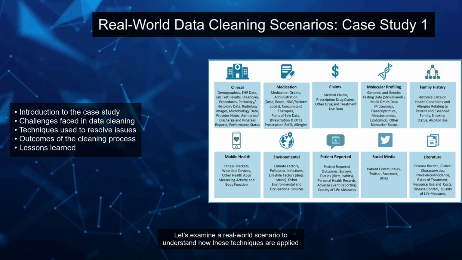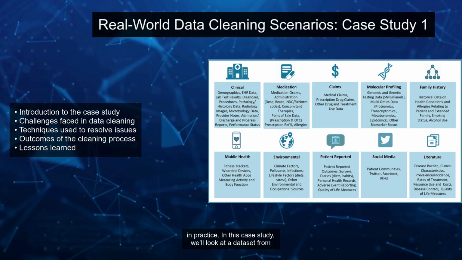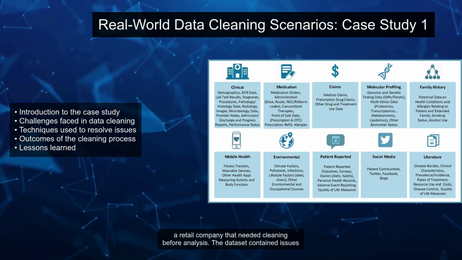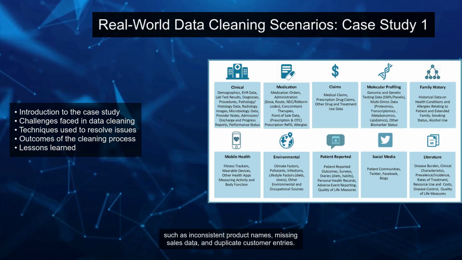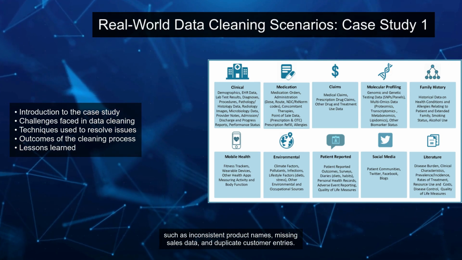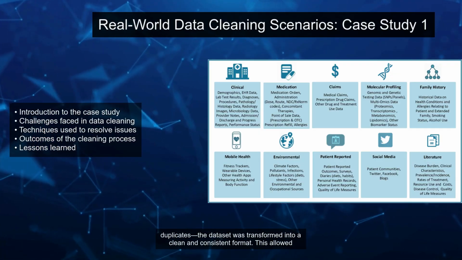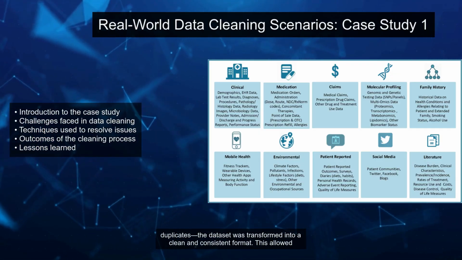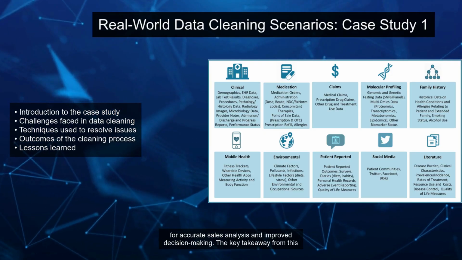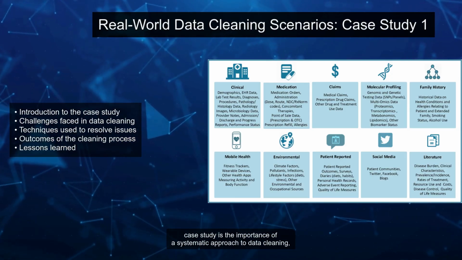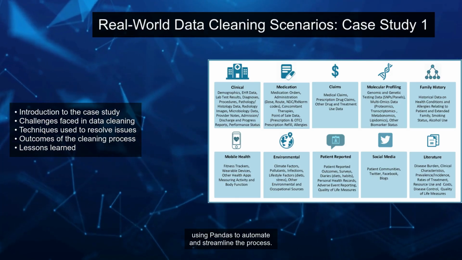Let's examine a real-world scenario to understand how these techniques are applied in practice. In this case study, we'll look at a dataset from a retail company that needed cleaning before analysis. The dataset contained issues such as inconsistent product names, missing sales data, and duplicate customer entries. By applying the techniques we've discussed in converters, handling missing values, and removing duplicates, the dataset was transformed into a clean and consistent format. This allowed for accurate sales analysis and improved decision-making. The key takeaway from this case study is the importance of a systematic approach to data cleaning, using Pandas to automate and streamline the process.